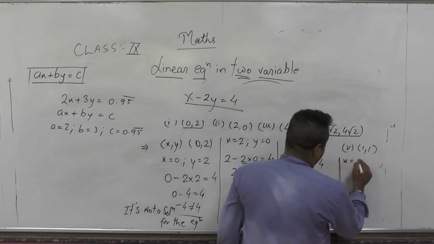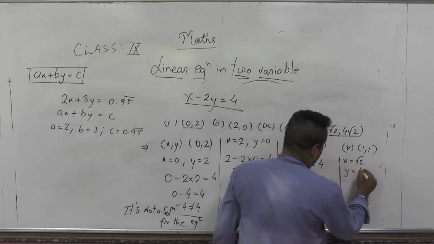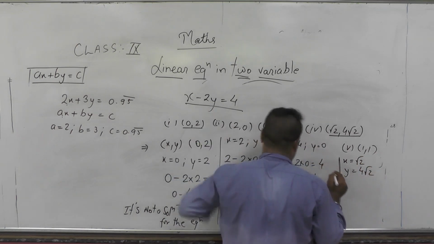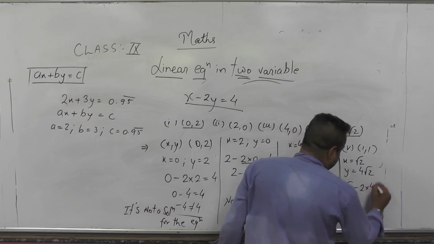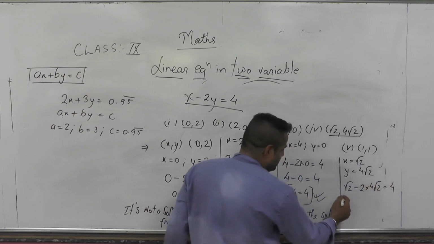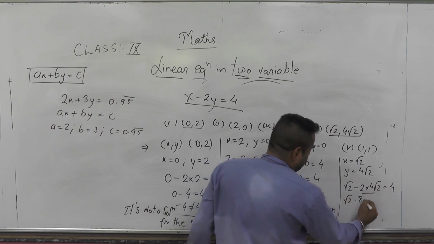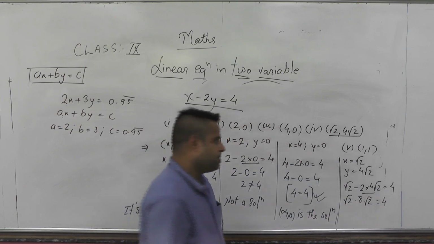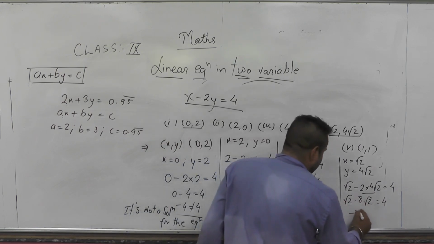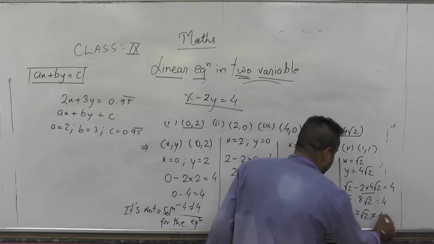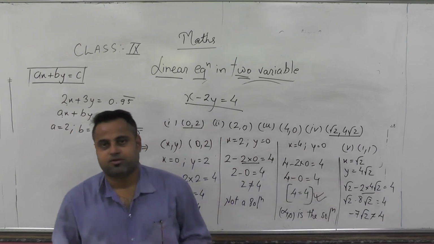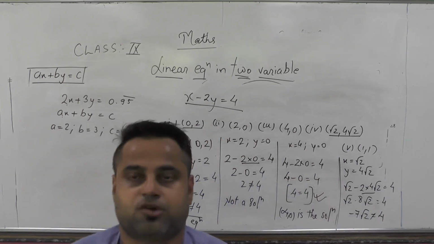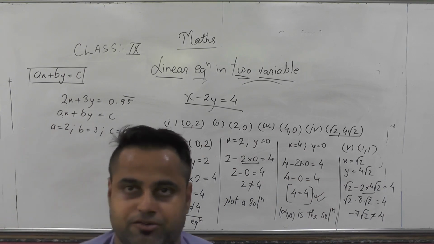Now we are putting x equal to root 2 and y equal to 4 root 2 in the equation x minus 2y. Since y is 4 root 2, I am keeping 4 root 2 into 2. 4 times 2 is 8, so it becomes 8 root 2, because the whole number is multiplied with the whole number. Root 2 minus 8 root 2 is minus 7 root 2, which obviously is not equal to 4. That's why this is also not a solution. So that's how you can find the solution for the given equations.